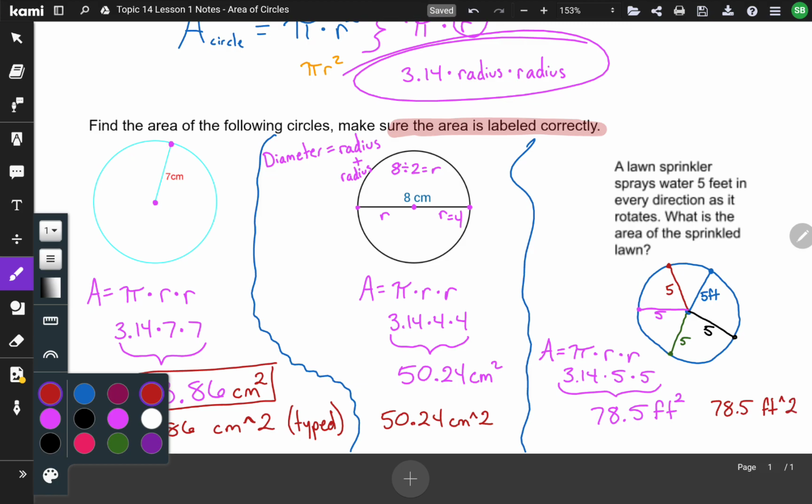All right, so give the practice a try. Really just use your formula. Make sure you understand what the radius is, and then plug in your numbers. Good luck.